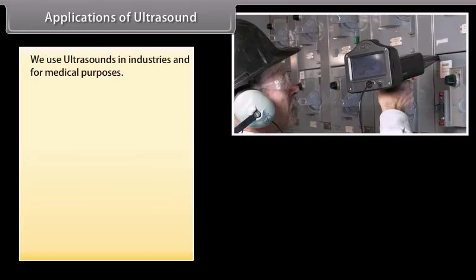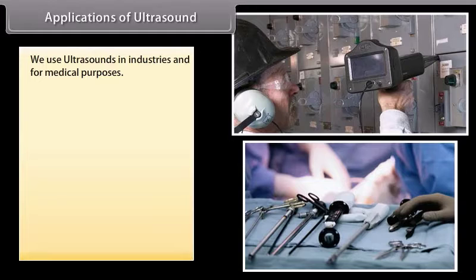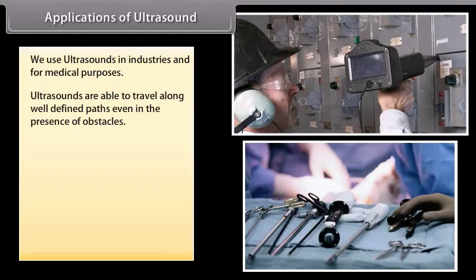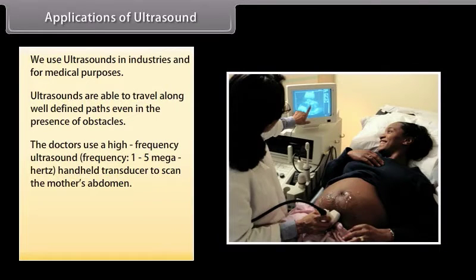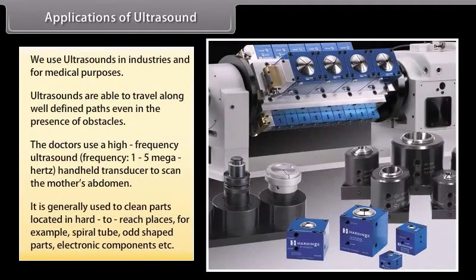Applications of ultrasound. We use ultrasounds in industries and for medical purposes. Ultrasounds are able to travel along well-defined paths, even in the presence of obstacles. The doctors use a high-frequency ultrasound handheld transducer to scan the mother's abdomen. It is generally used to clean parts located in hard-to-reach places, for example, spiral tube, odd-shaped parts, electronic components, etc.